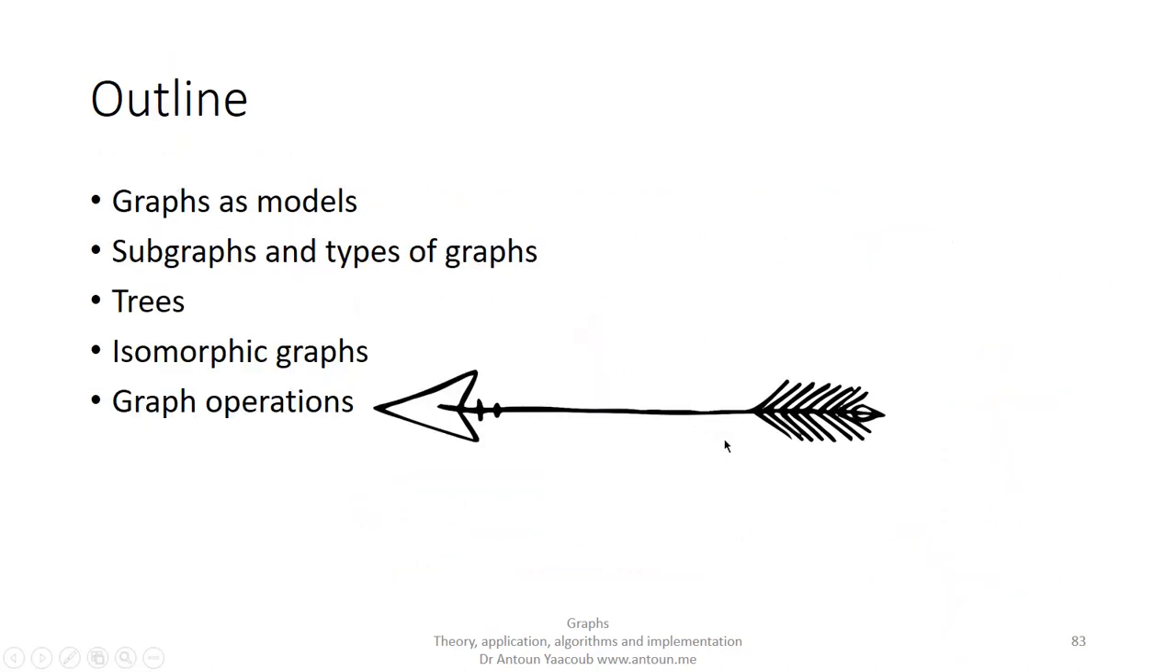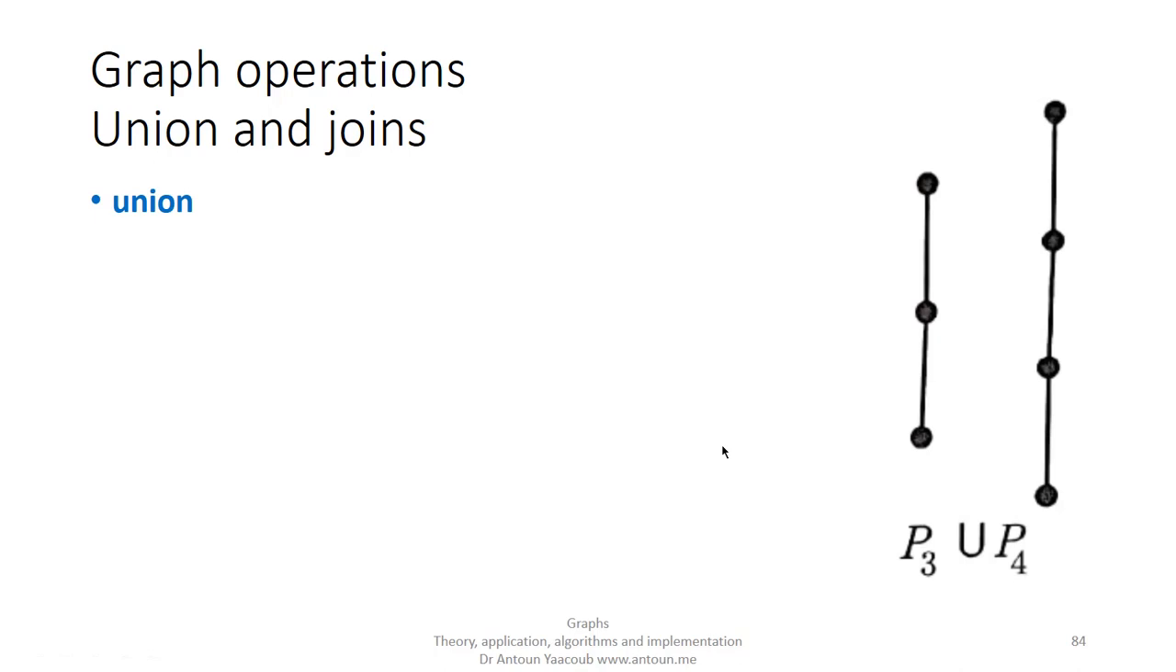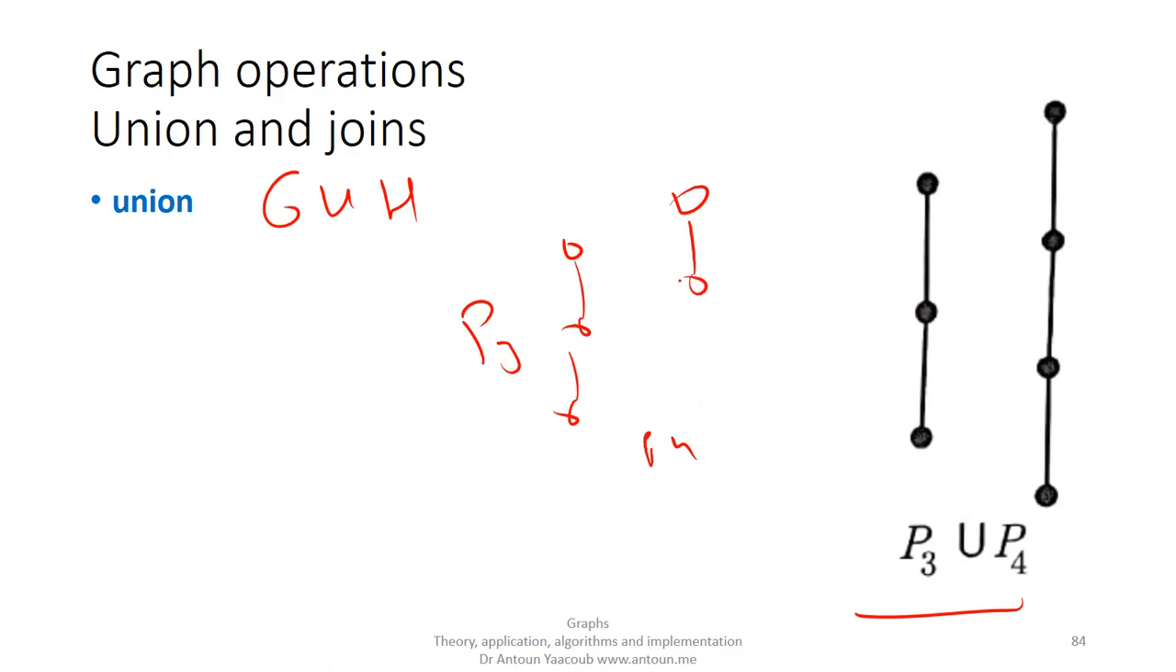So we'll end up with the last part, which is about graph operations. In graph operations, we will first talk about the union between two graphs. If I have a graph G and a graph H, the union means I have the union of the vertices and the union of the edges. So for example, here I have P3 and I have P4, and then I have the union.